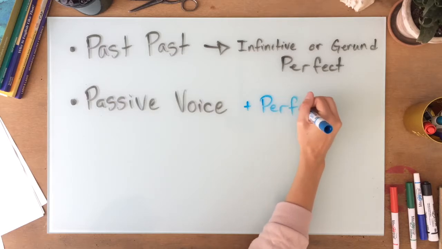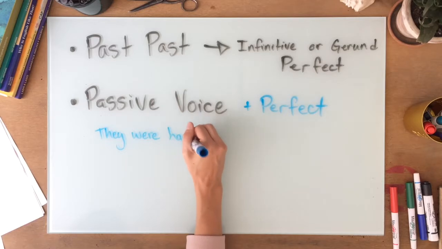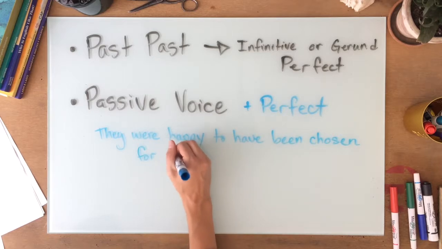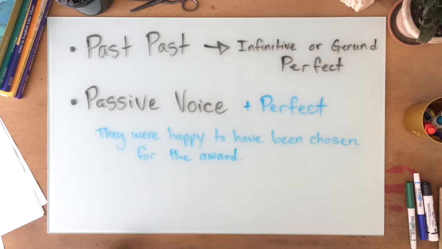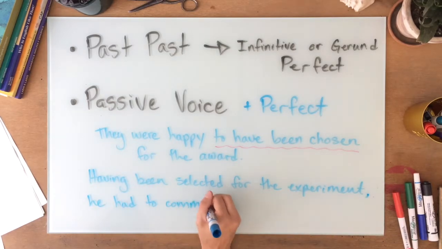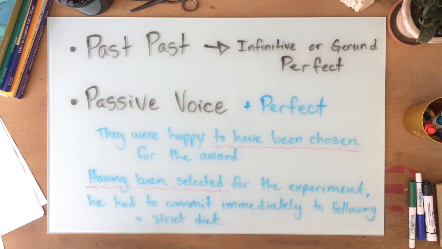And to make it even more complicated, we can use the passive together with the perfect. For example, they were happy to have been chosen for the award. Se alegraron de haber sido elegidos para el premio. Having been selected for the experiment, he had to commit immediately to following a strict diet. Habiendo sido seleccionado para el experimento, tuvo que comprometerse inmediatamente a seguir una dieta estricta.